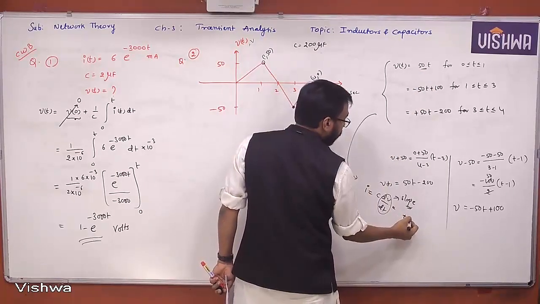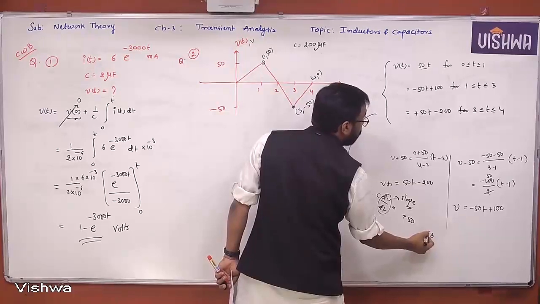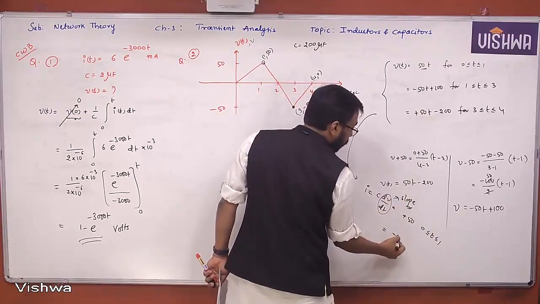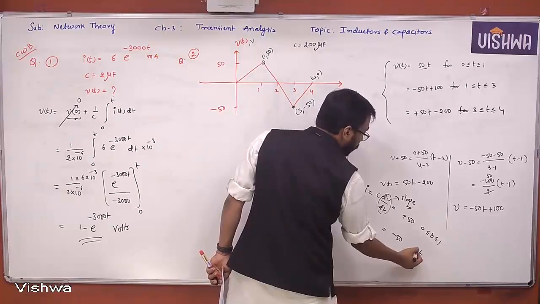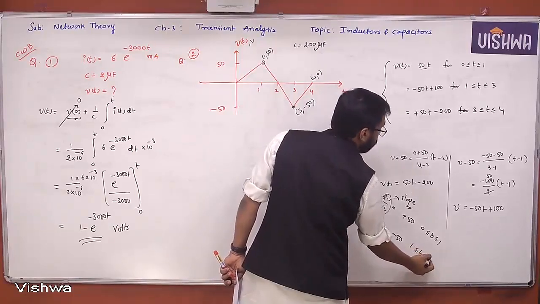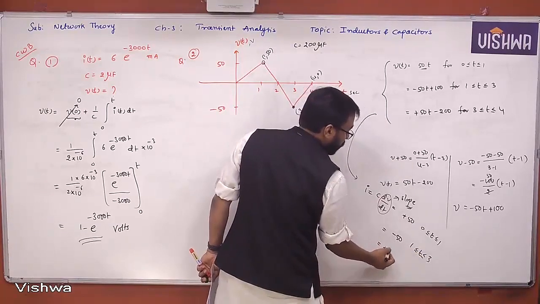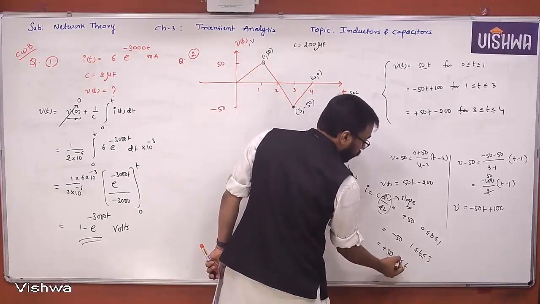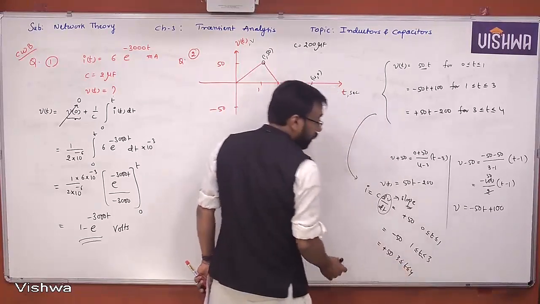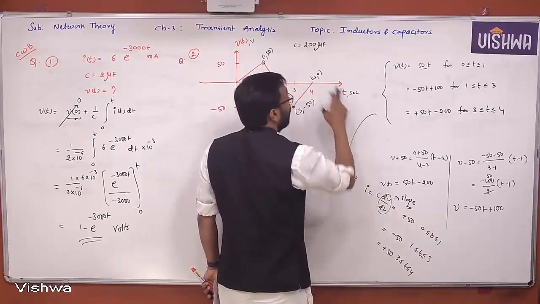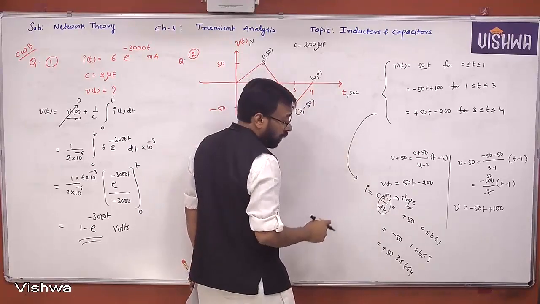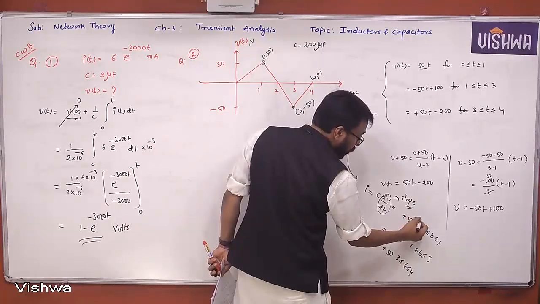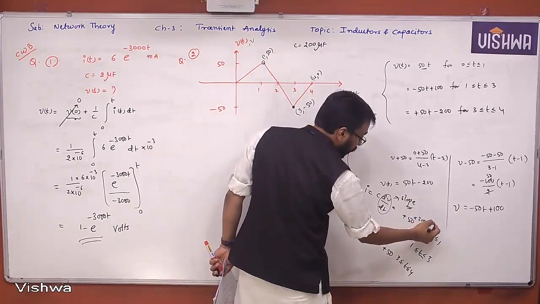Plus 50 for T between 0 to 1. Next, minus 50 for T between 1 to 3. Again plus 50 for T between 3 to 4. But actually the C value is there. What is the value of C here? It is 200 microfarad, 200 into 10 power minus 6, multiplied by 50.